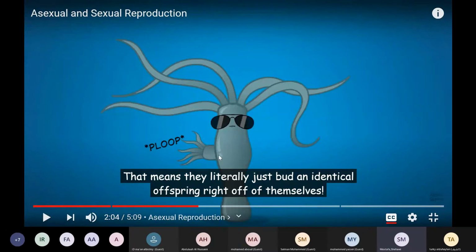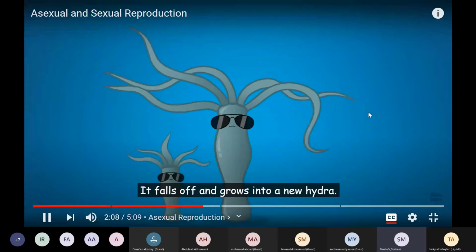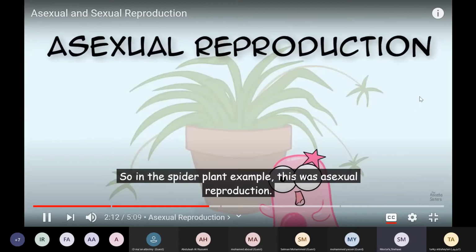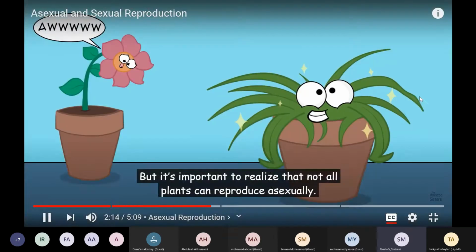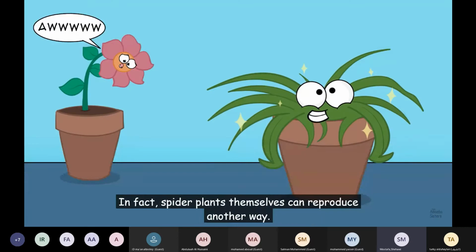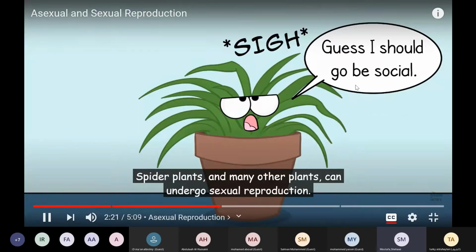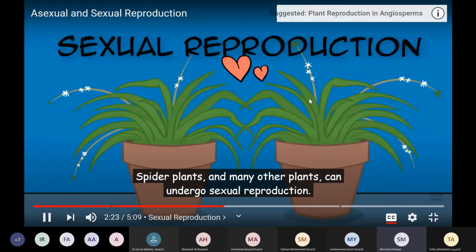It will bud a new part from the body of the parent. This is a hydra, a small animal that lives in water. It will bud a new one, and eventually it will have a new hydra exactly like the parent. Springing right off of themselves, it falls off and grows into a new hydra. So in the spider plant example, this was asexual reproduction. But it's important to realize that not all plants can reproduce asexually. In fact, spider plants themselves can reproduce another way. Spider plants and many other plants can undergo sexual reproduction.